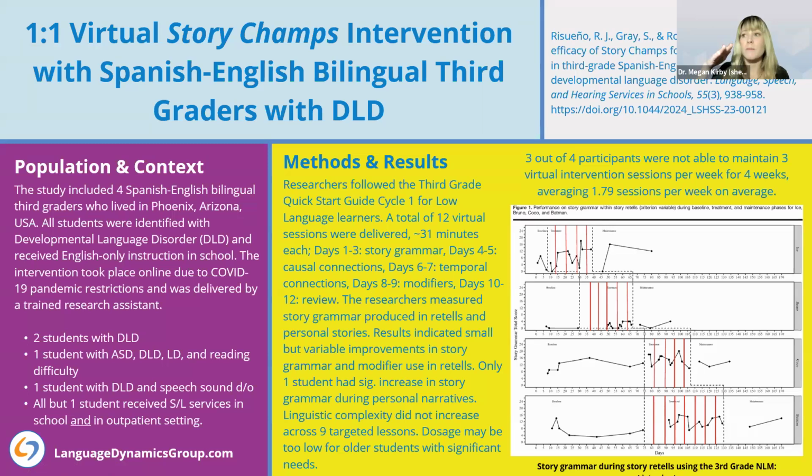A research assistant, who was an undergraduate or a graduate student in a master's program, was trained in the procedures to implement Story Champs. It was a double episode retell lesson plan. They only spent the first 3 sessions working on story grammar, even though the students were so low. They moved on quickly. Then they did 2 sessions of causal connections, 2 sessions of temporal, 2 sessions of modifiers, and then they had 3 sessions to review things.